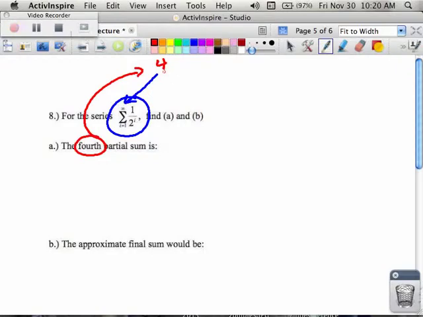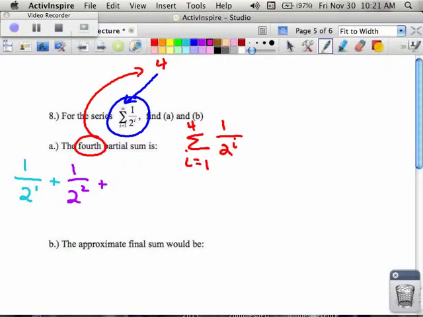So the way I would do that problem is I would rewrite it as the sum from I equals 1 to 4 of 1 over 2 to the I power. And then our process would be the same as we've been doing in the past. So I would start out with 1 over 2 to the first power plus 1 over 2 squared plus 1 over 2 cubed plus 1 over 2 to the fourth. And I would add all of those up.